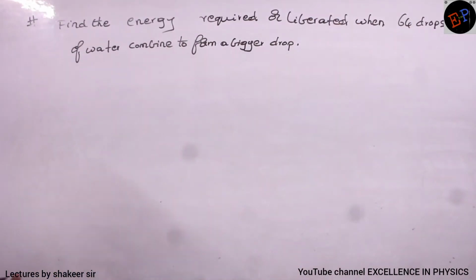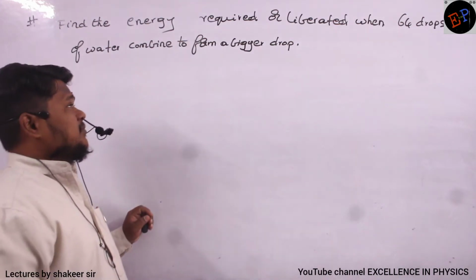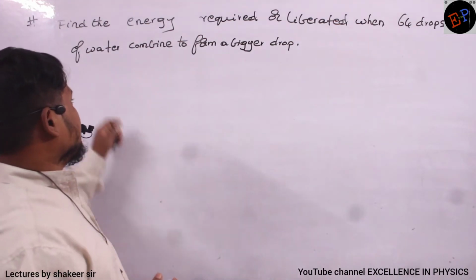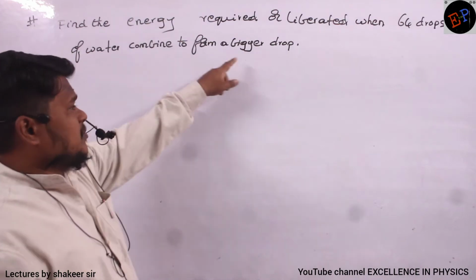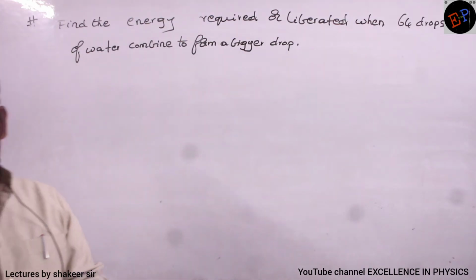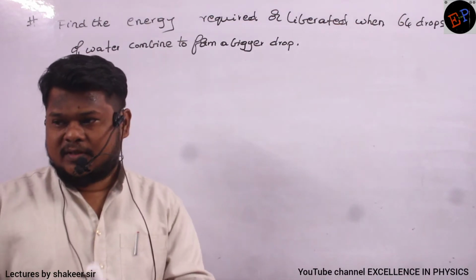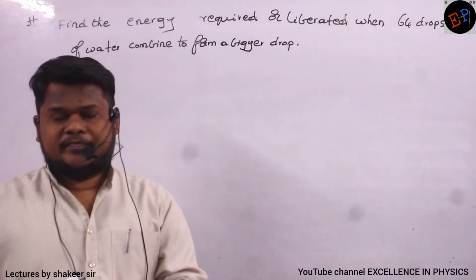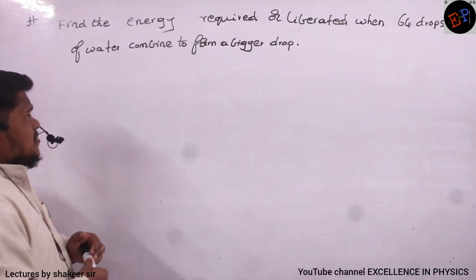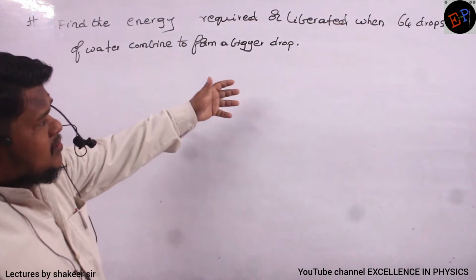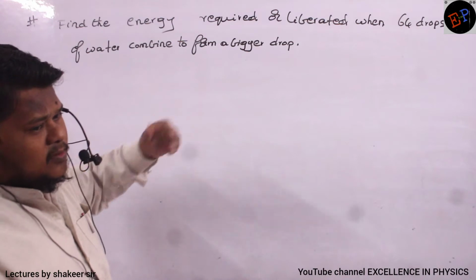Now see. Find the energy required or liberated when 64 drops of water combine to form a bigger drop. That is the question. So there are 64 drops of water. They will combine together to form a bigger drop. That is the condition. First of all, whether energy is liberated or whether energy is required, that I don't know.